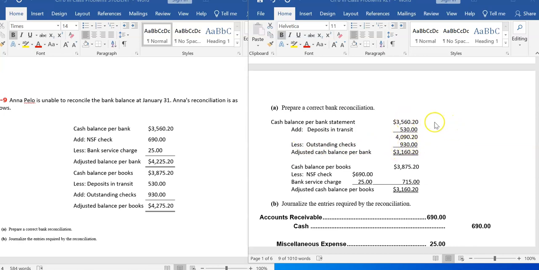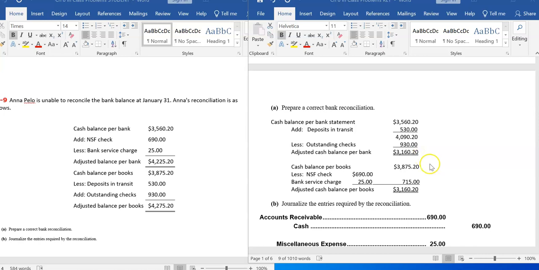So now that we have these items on the correct side, we have increased and decreased the bank balance to get to an adjusted balance per the bank, and decreased the book balance to get it to an adjusted balance per the books.